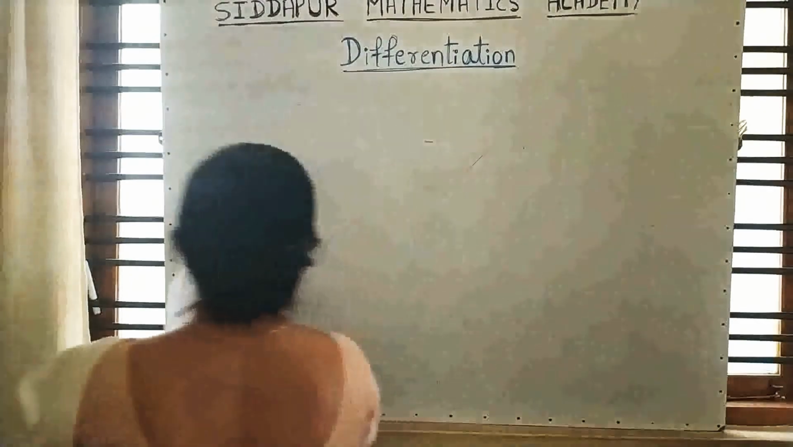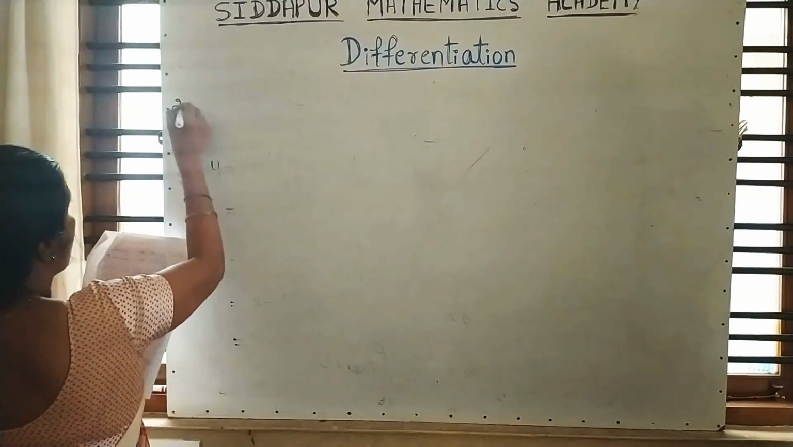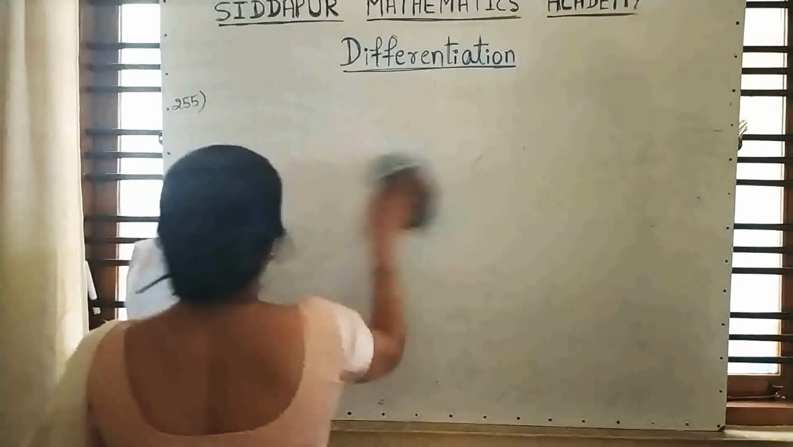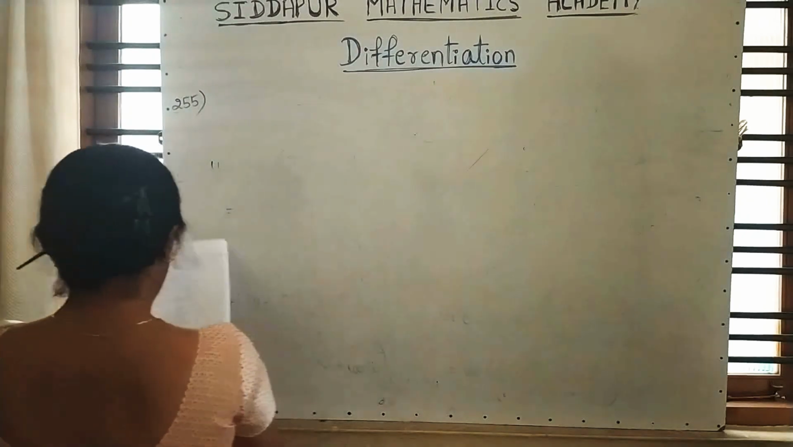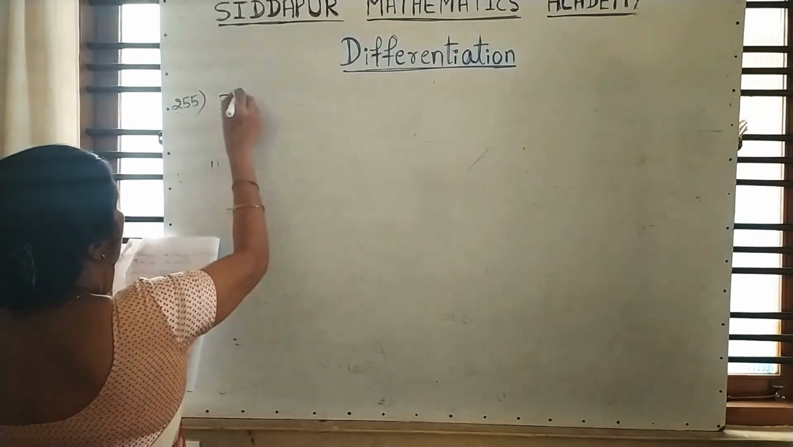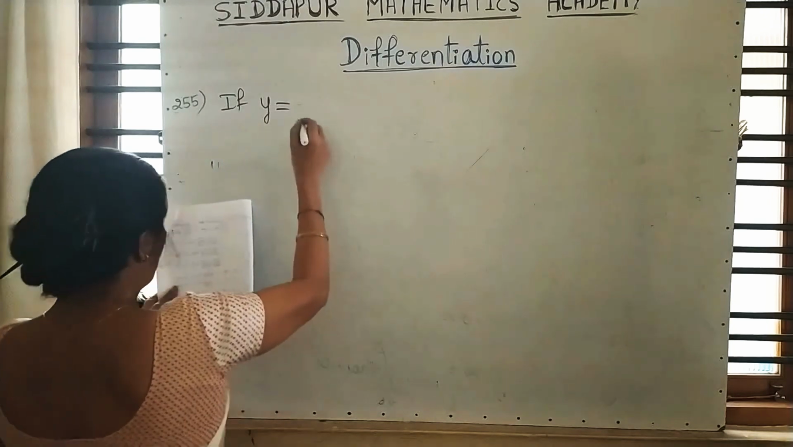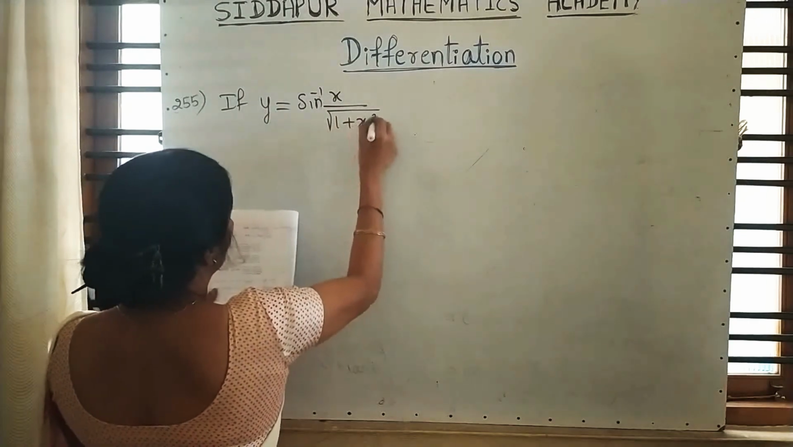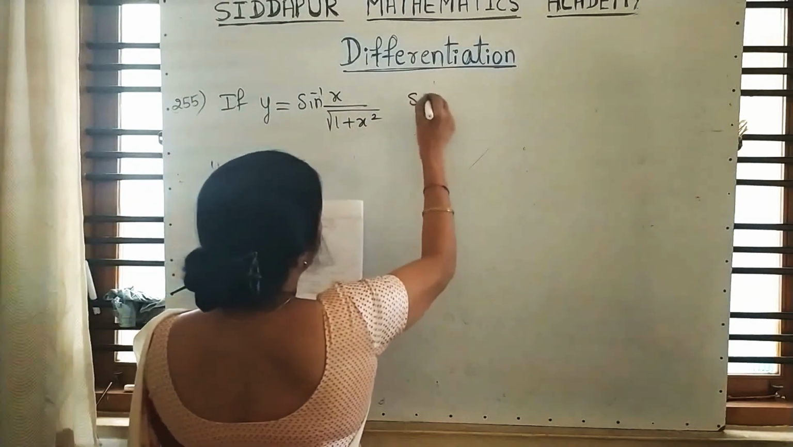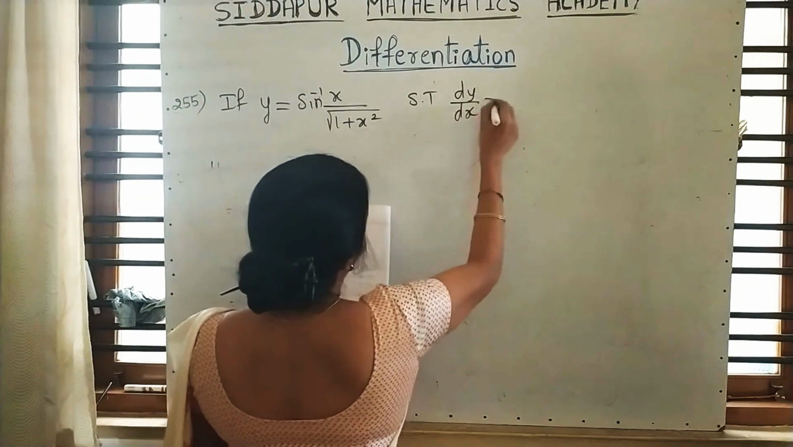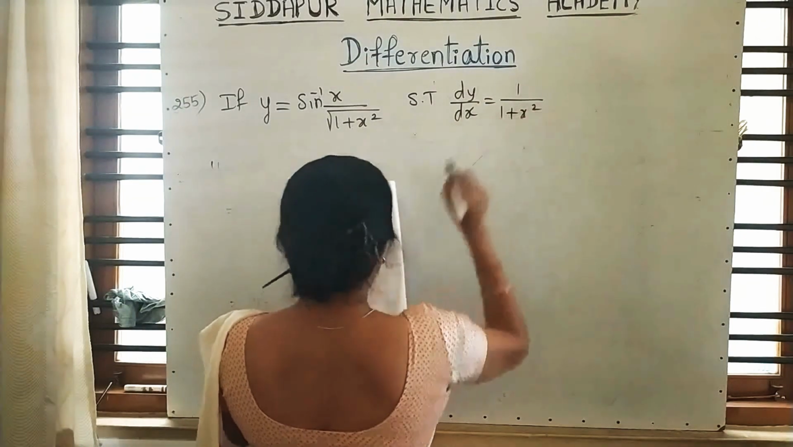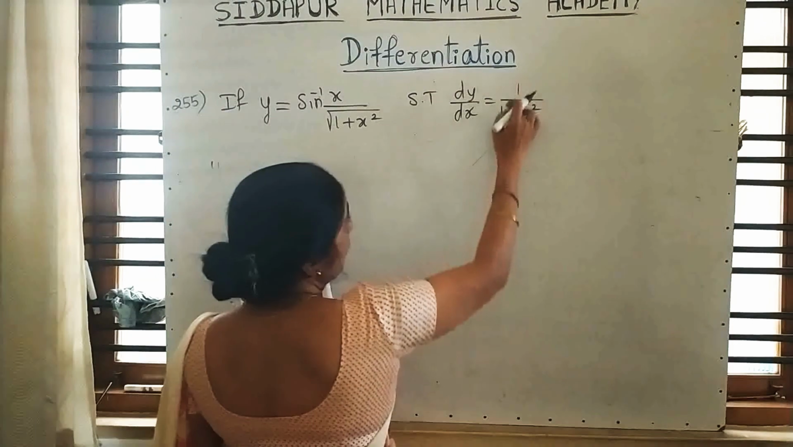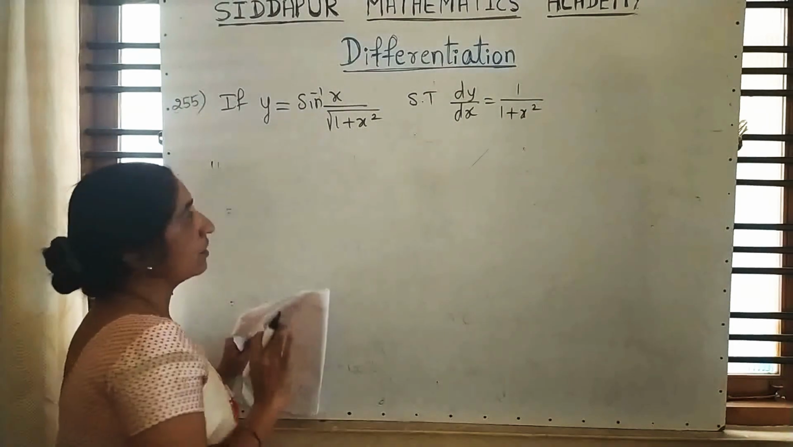Moving to the next question. Question number 255. If y is equal to sin inverse of x upon root of 1 plus x square, show that... If you are thorough in the formula, the answer itself gives you the hint. Only the differentiation of tan inverse gives 1 upon 1 plus x square. That means put x is equal to tan theta.